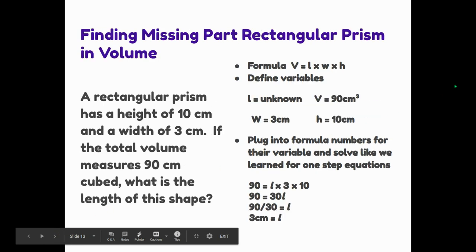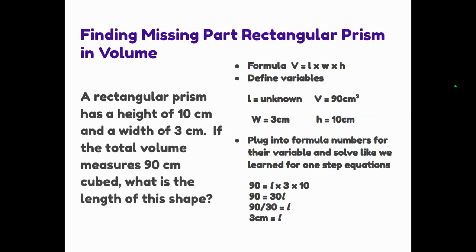Next, they want you to find the missing part if you've got a rectangular prism. Our question reads, a rectangular prism has a height of 10 centimeters and a width of 3 centimeters. If the total volume measures 90 centimeters cubed, what's the length of this shape? To me, it's easier to use the regular formula and ignore that capital B times H formula. So we have to define our variables. We don't know L because it was in the question, what is the length? We do know volume. They told us it's 90 centimeters cubed. We know width is 3 centimeters and height is 10 centimeters.